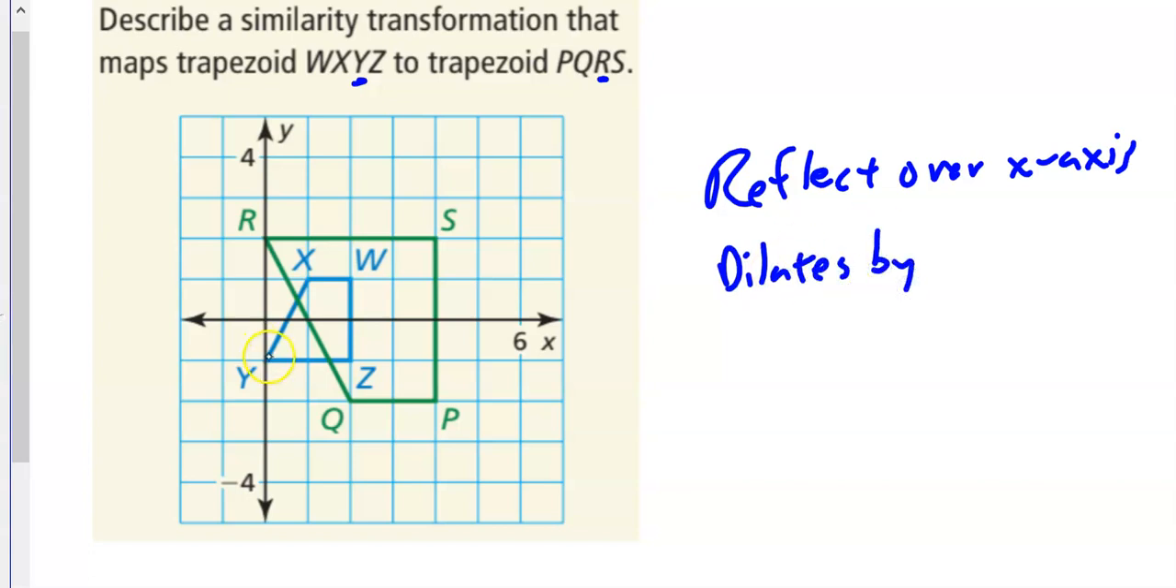Well, let's think about this. This would be negative 1. That maps to positive 2. Right? Okay, so we can take a look at another one, Z to S.